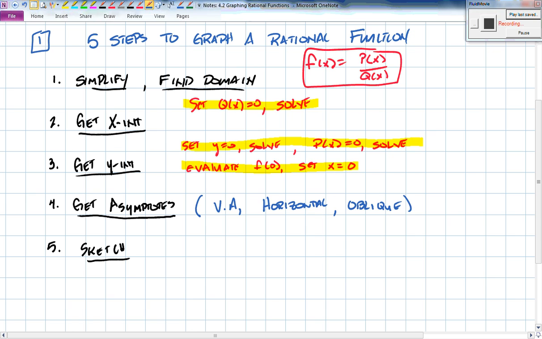Now, here's the thing. You're always going to have vertical asymptotes if your domain is anything other than real numbers. So that one's a given. That one matches with step number 1, find the domain. For horizontal or oblique, you get one or the other. You never get both together. So if there's a horizontal, you can cross off oblique. If there's an oblique, you can cross off horizontal. Make sense so far? Feeling good?